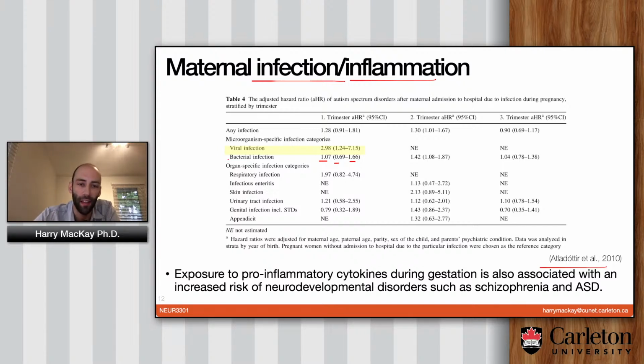On the other hand, exposure to a viral infection during the first trimester seems to quite considerably increase your odds of developing ASD. So the adjusted hazard ratio is 2.98. So that means you're almost threefold more likely to develop ASD if your mom was exposed to a viral infection during her first trimester. As far as we can tell, there's no data, or it's not known whether this is true for the other trimesters.